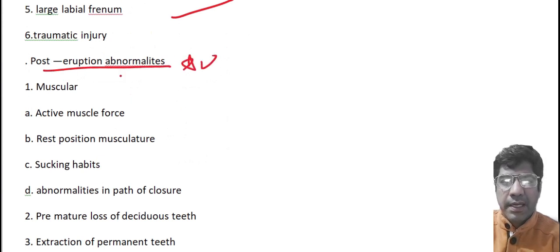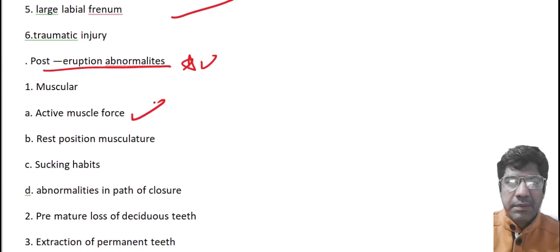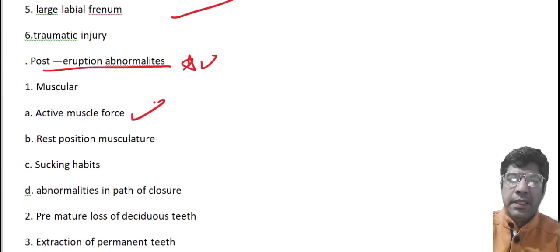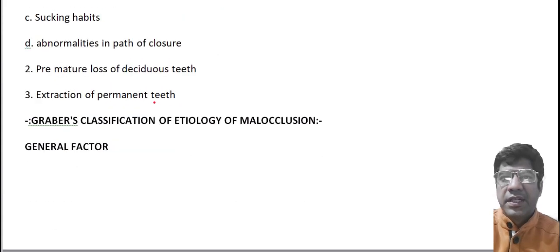that could be muscular activities abnormal or excessive forces exerted by the muscles. Improper resting position of the muscle leads to malocclusion. Persistent habits like thumb sucking or using pacifiers can impact the dental alignment. Irregularities in closing mouth. Abnormality in the path of closure that can affect the alignment. Early loss of the deciduous teeth before their natural shedding affect the eruption of the permanent teeth or the extraction of the permanent teeth.